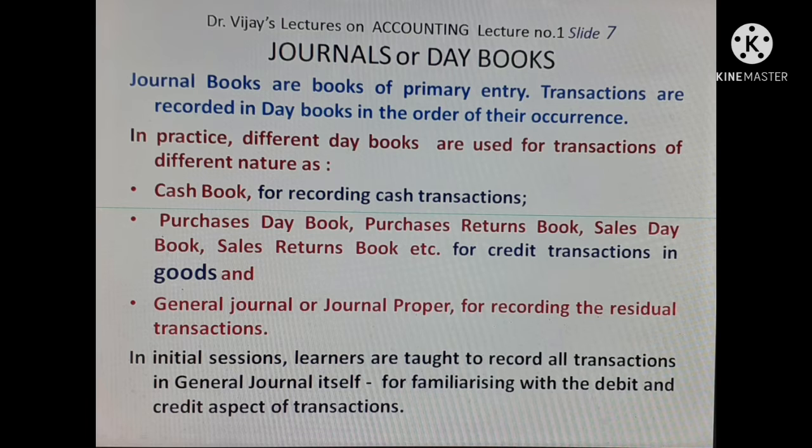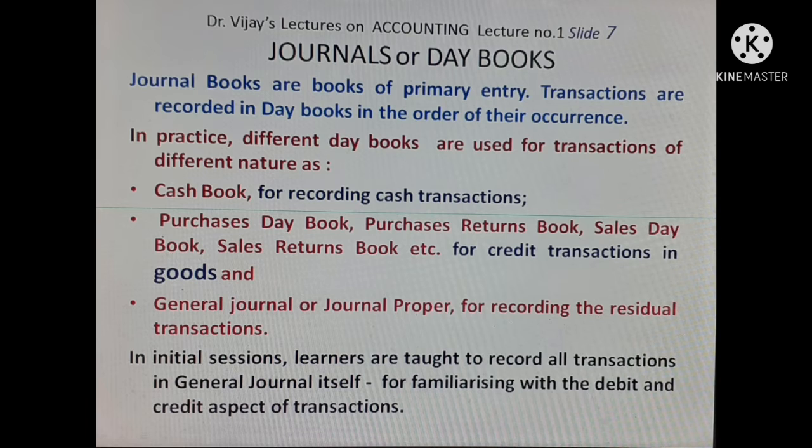If you have any such transactions, say for example, you are a car dealer, you are purchasing furniture for office use. If you are making payment in cash, naturally it will come in the cash book. But if you are buying furniture on credit, furniture is not your goods, so you cannot record it in the second category of daybooks. So you will pass an entry in the journal or journal proper. There are many other kinds of entries to be recorded in journal proper.